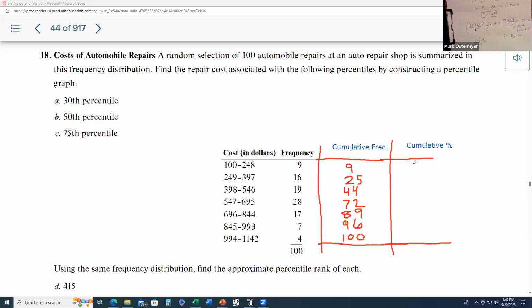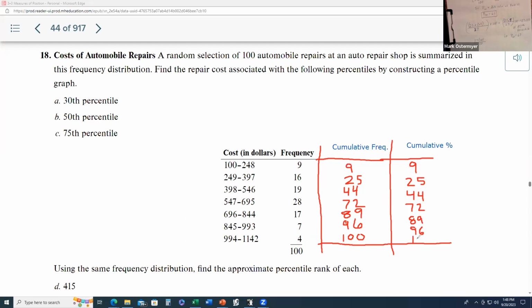To turn these into cumulative percents, we're going to divide each of these cumulative frequencies by 100. So 9 divided by 100, turning it into a percent would be what? 9%. All right, what's 25 divided by 100? That'd be 25%. 44%. Now these are percents, ladies and gentlemen. It just so happens that there were 100 observations in this data set. Okay, how nice is that? 72%, 89%. You're not always going to have that in data sets, 100 observations. This is a utopic situation as far as percents are concerned.